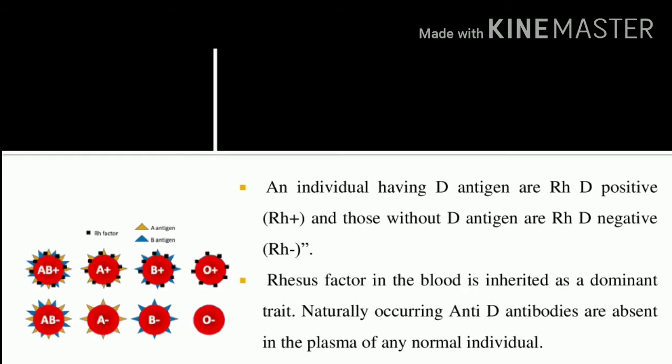Can you understand? So naturally occurring anti-D antibodies are absent. Naturally, in our body there will be no anti-D antibodies. Note it, one word. These are asked as assertion and reason questions. Anti-D antibodies are absent in the plasma of any normal individual. Rhesus factor in the blood is inherited as a dominant trait. That is the assertion, and the reason is that naturally anti-D antibodies are absent in the plasma. So what is the answer of this question? Both assertion and reason are correct, and the reason is the correct explanation for the assertion.